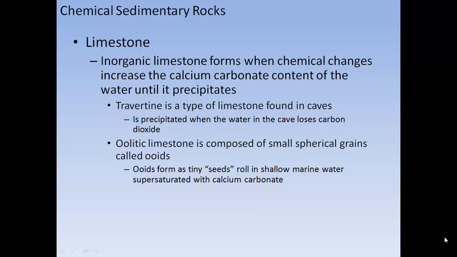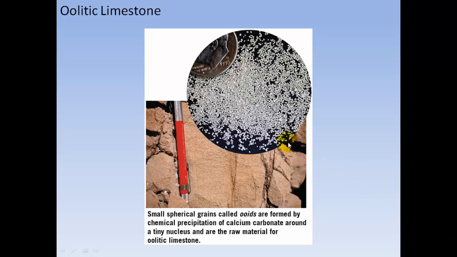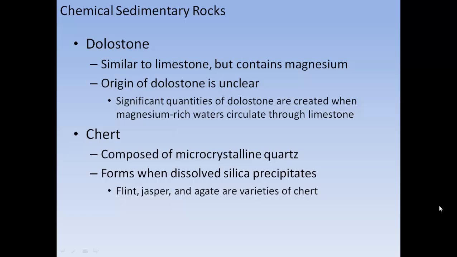Oolitic limestone is composed of small spherical grains called ooids. Ooids form as tiny seeds and roll in shallow marine water supersaturated with calcium carbonate. Here are some ooids. Okay, and there's a limestone formed from these ooids called oolitic limestone.